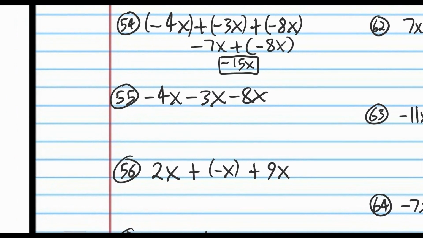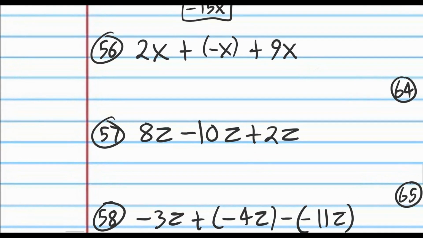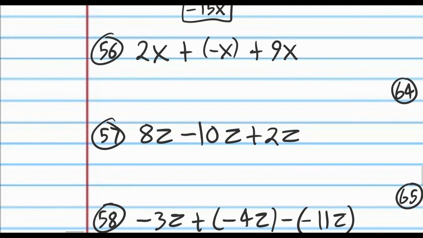And number 55, you can see what's going to happen. It's just the condensed notation, so it's exactly the same as number 54. That's just going to give us negative 15x. But just to show my work, because remember you have to show your work in your homework, there you go. All right, number 56. Go ahead and try number 56, and when you come back, we'll do it together. All right, 2x plus negative x, that would be x. And then x plus 9x is 10x. So if you got 10x, good job.